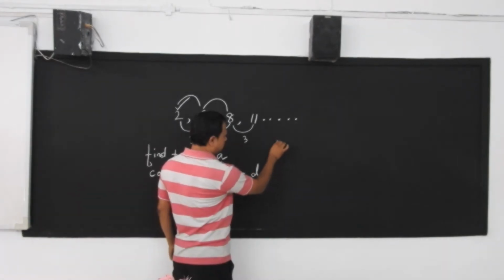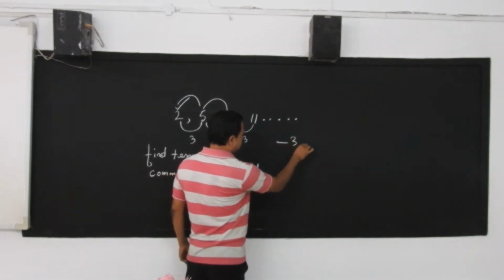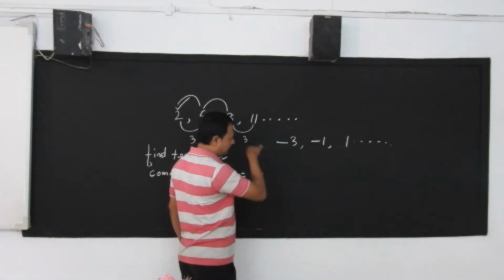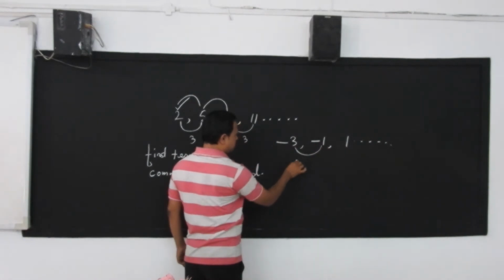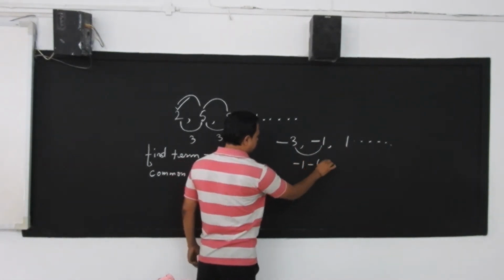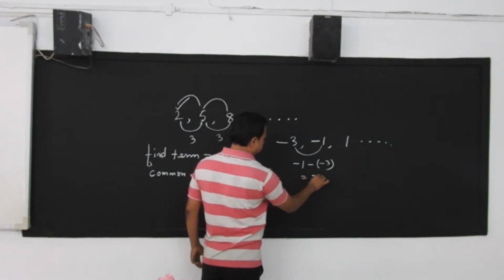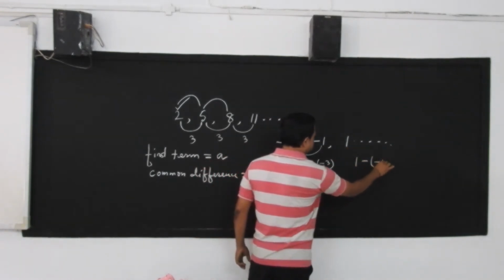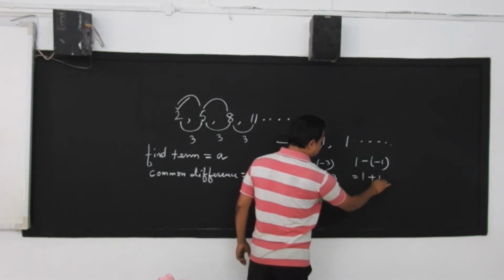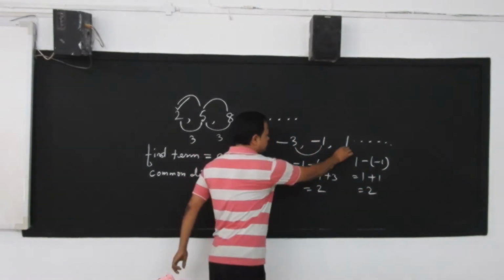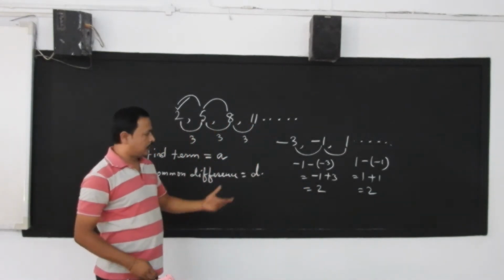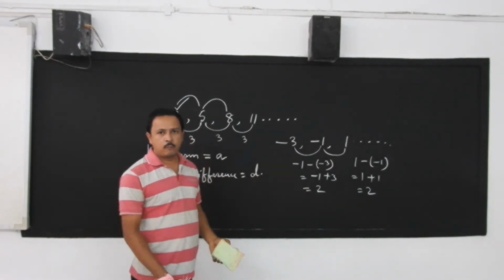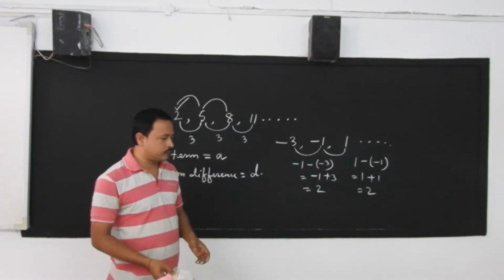And see, another arithmetic progression I am writing, say minus 3, minus 1, 1, and so on. Now see what the common difference is. Minus 1 minus minus 3 is minus 1 plus 3, that means 2. Then 1 minus minus 1 is 1 plus 1, which is 2. That means the difference between any two consecutive terms is always equal. So an arithmetic progression is a list of numbers having a common difference between any two consecutive terms.